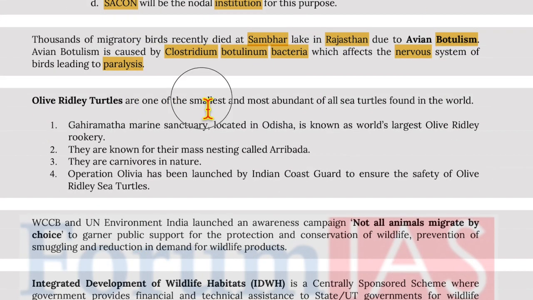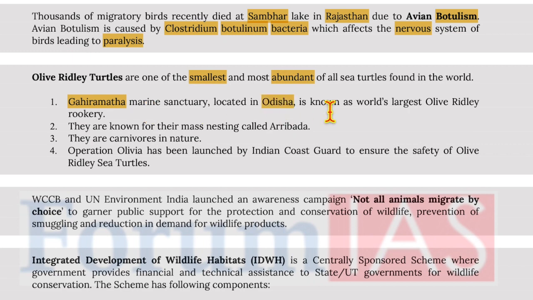Now, olive ridley turtles are one of the smallest and most abundant of all sea turtles found in the world. Gahirmatha Marine Sanctuary, located in Odisha, is known as the world's largest olive ridley rookery. They are known for their mass nesting called Arribada. They are carnivorous in nature. Now, Operation Olivia has been launched by the Indian Coast Guard to ensure the safety of olive ridley sea turtles.